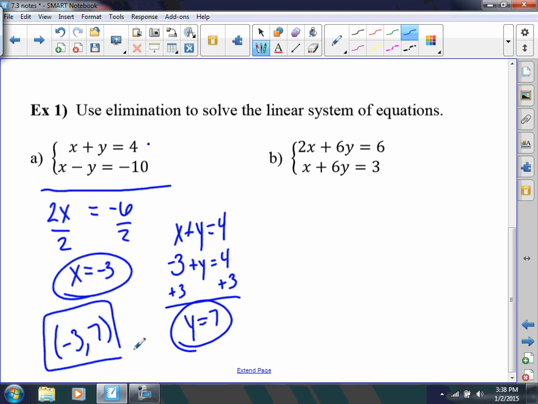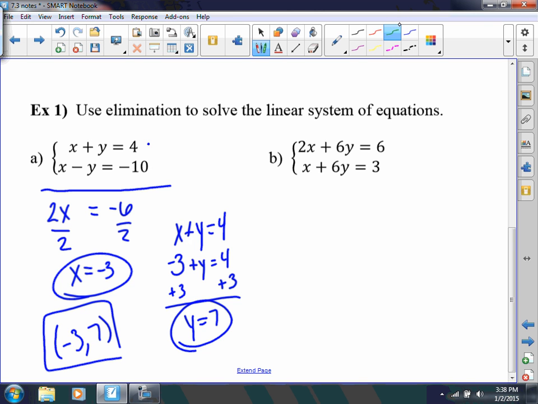Okay, and if I check that, negative 3 plus 7 is definitely 4. And then negative 3 minus 7 more is negative 10. Very good. So both equations give me a true statement when I substitute my ordered pair in.